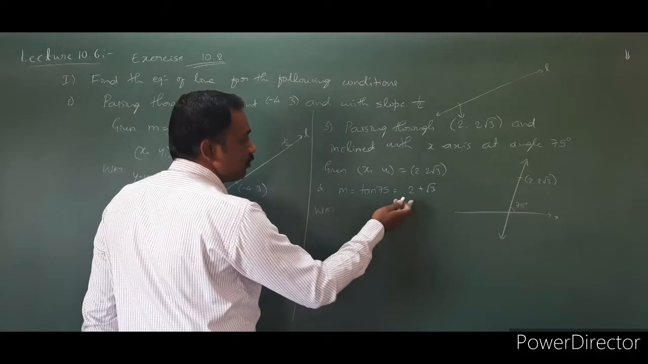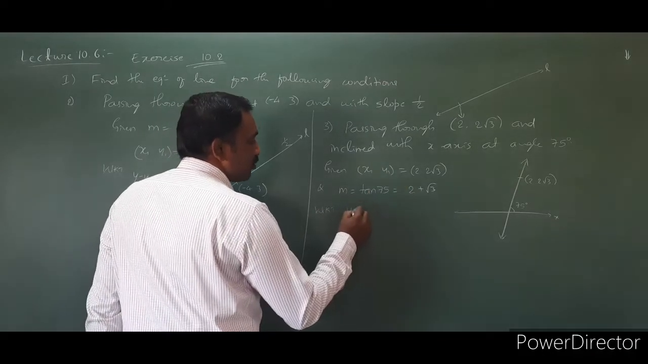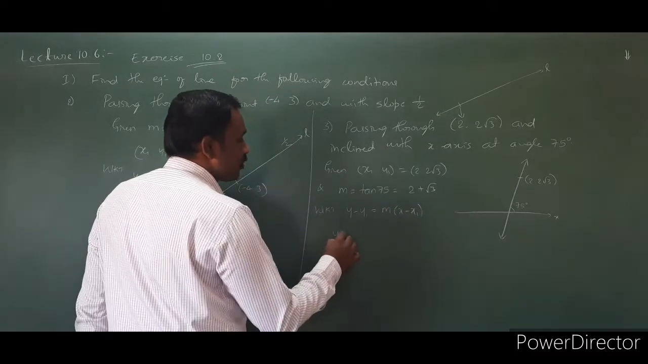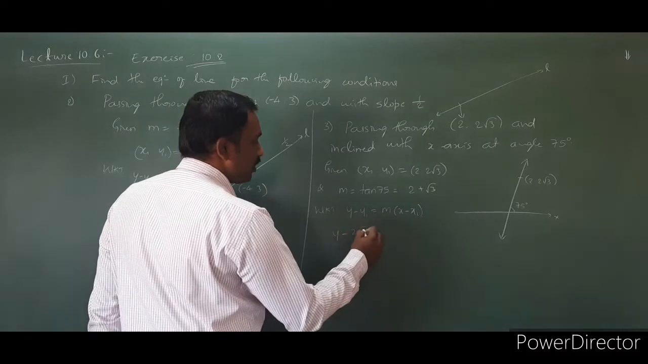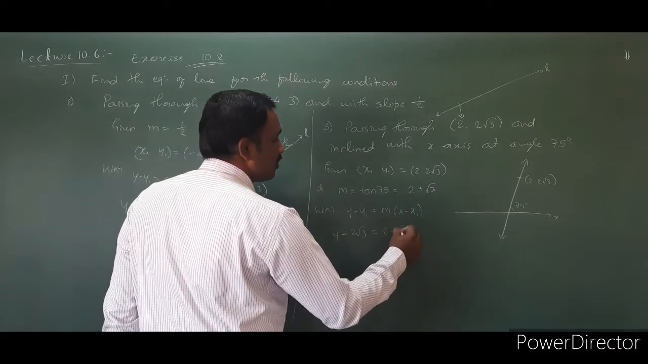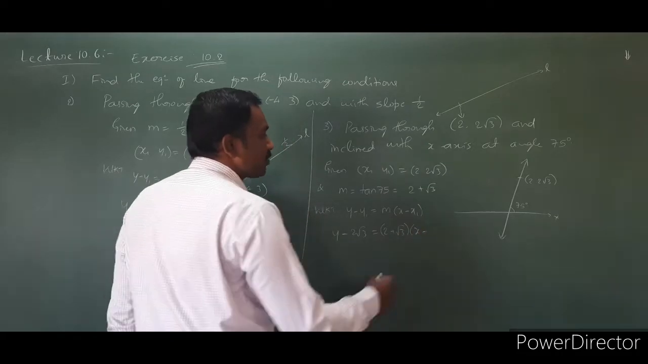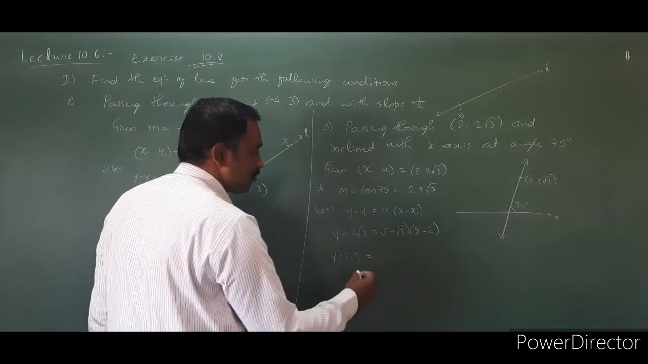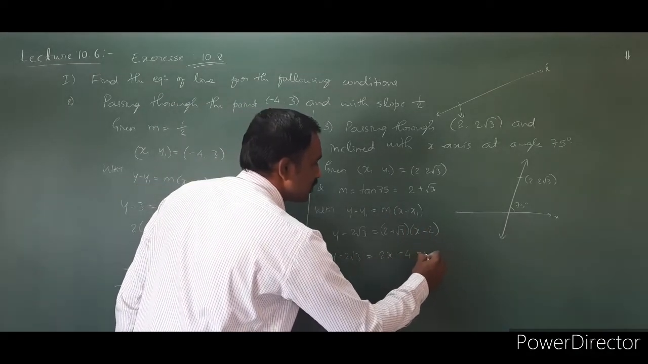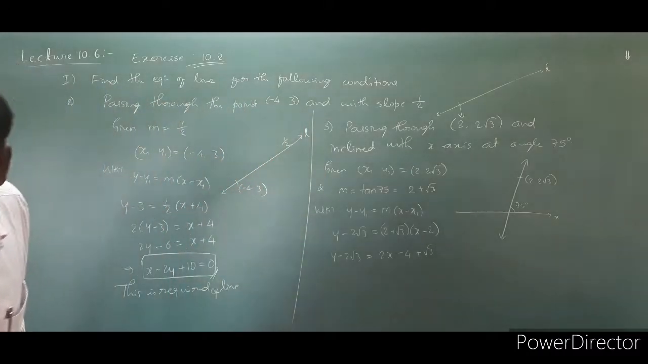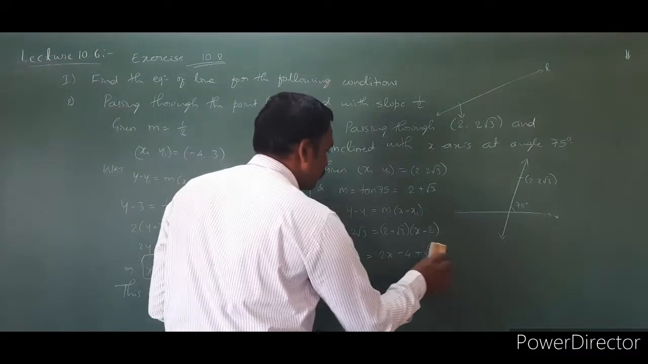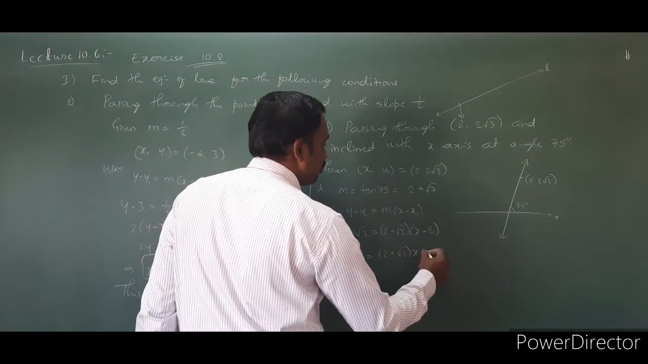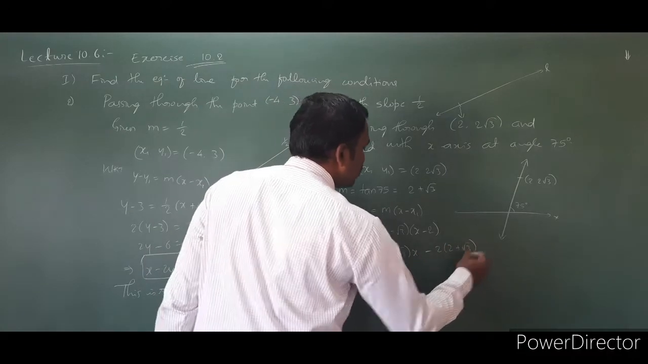Slope is got, point we know, so slope point form: y minus y1 is equal to m into x minus x1. y minus y1 is y minus 2 root 3, m is 2 plus root 3, into x minus x1, that is x minus 2. Simplify. Don't expand that one, keep it as it is: 2 plus root 3 into x minus 2 into 2 plus root 3.